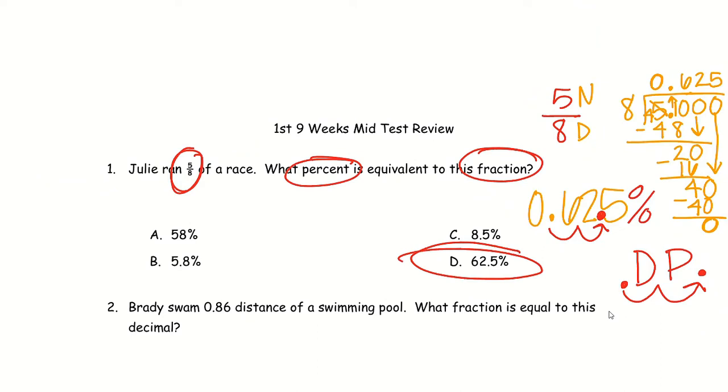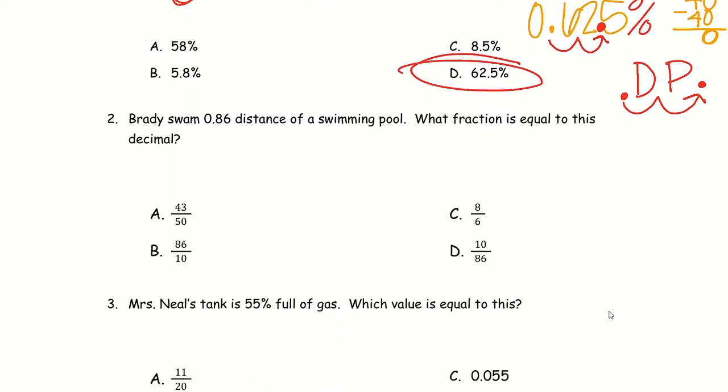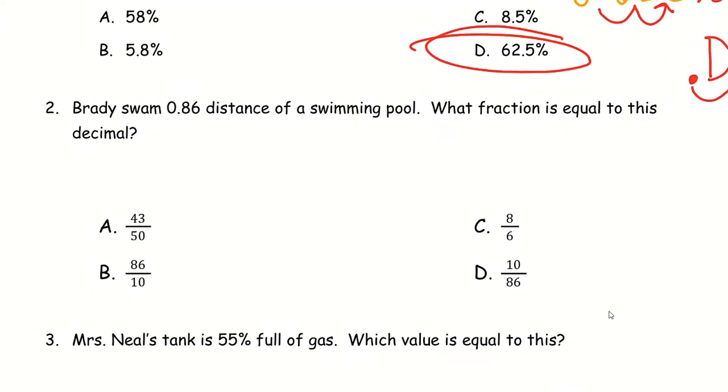Okay, next. We're looking at number 2. Brady swam 86 hundredths distance of a swimming pool. I wonder if we should have had some kind of measurement there. What fraction is equal to this decimal?